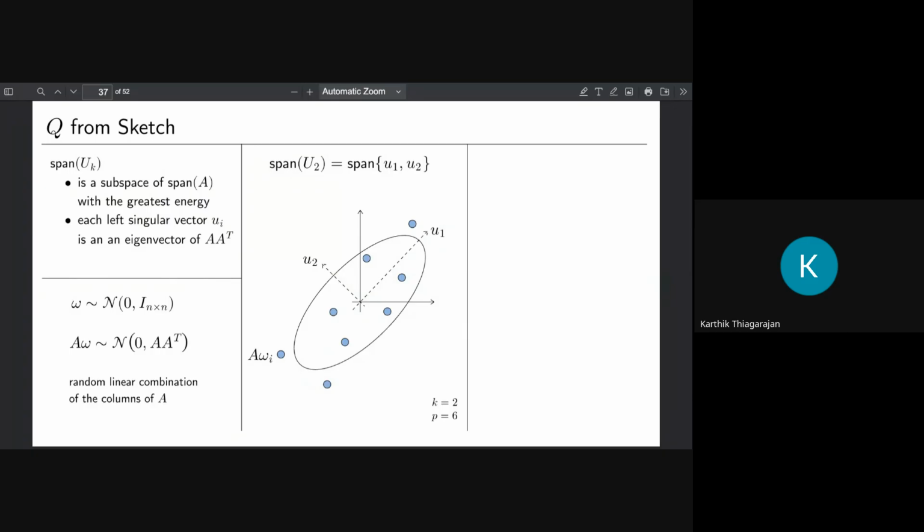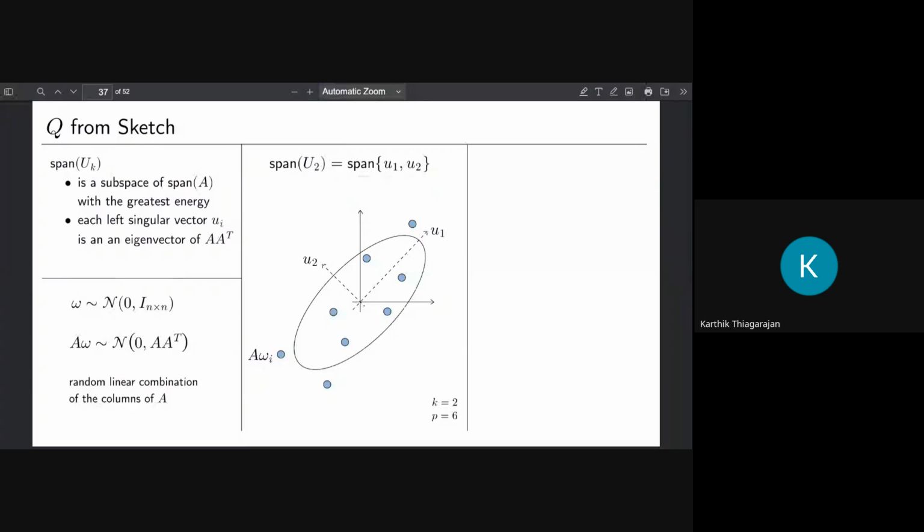And if you think of this whole thing lying in R^3, there would be something pointing out of the screen, perpendicular. There'll be a very small amount of energy in that direction. So by linearly combining the columns of A randomly using a Gaussian vector, what you have achieved is that you have ended up with a set of vectors whose span approximates the span of U1, U2. Okay, so that's the basic idea.